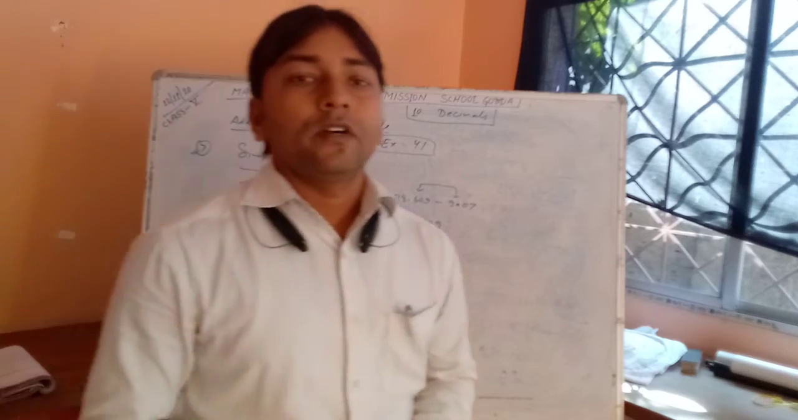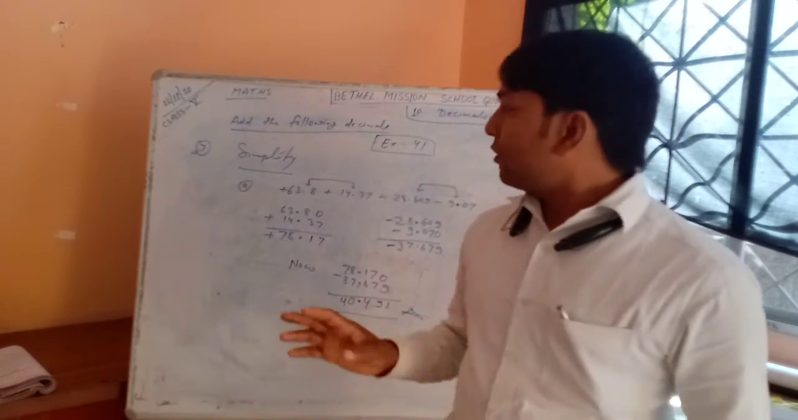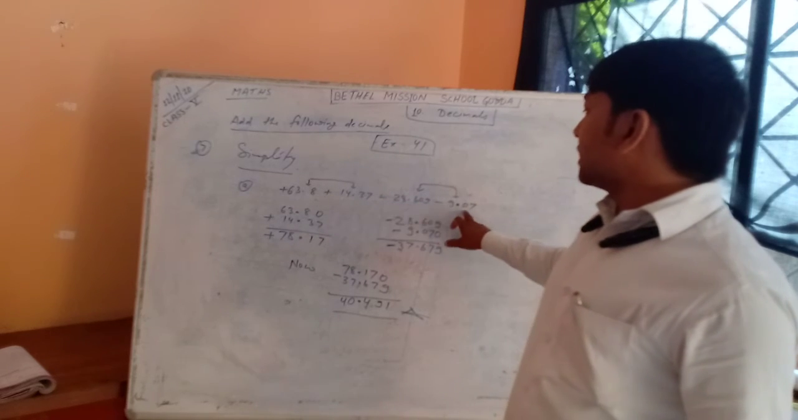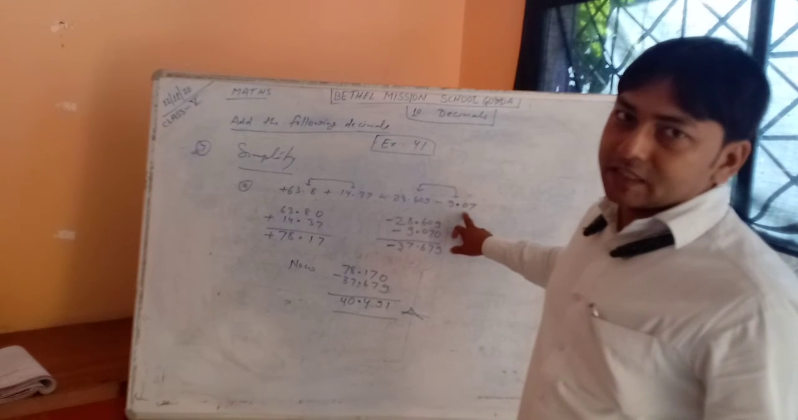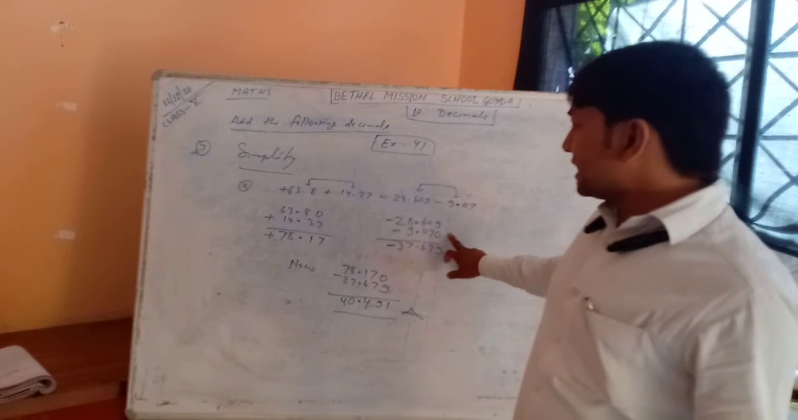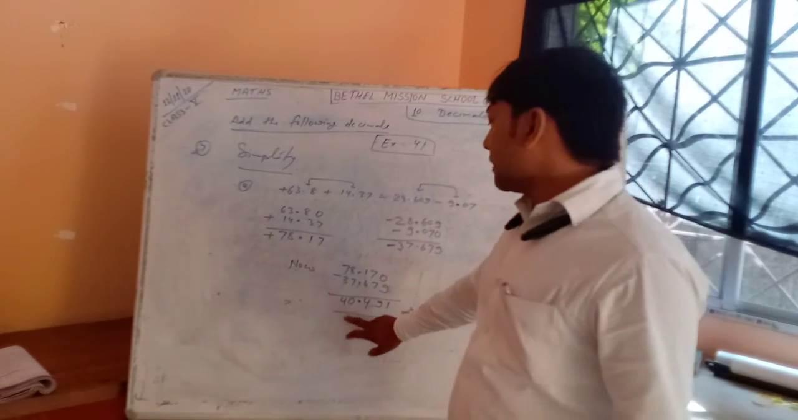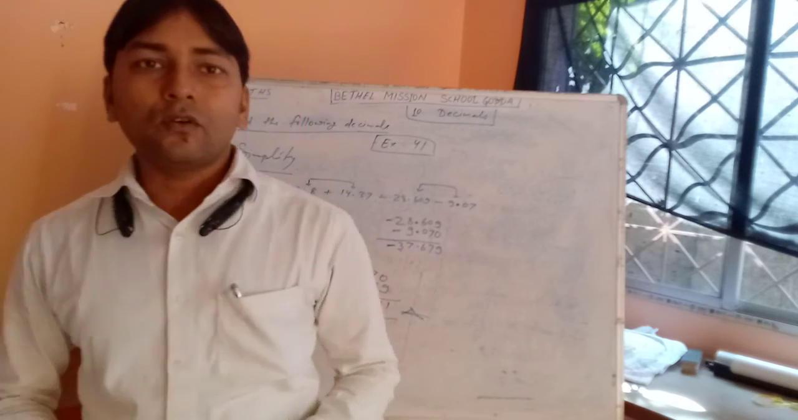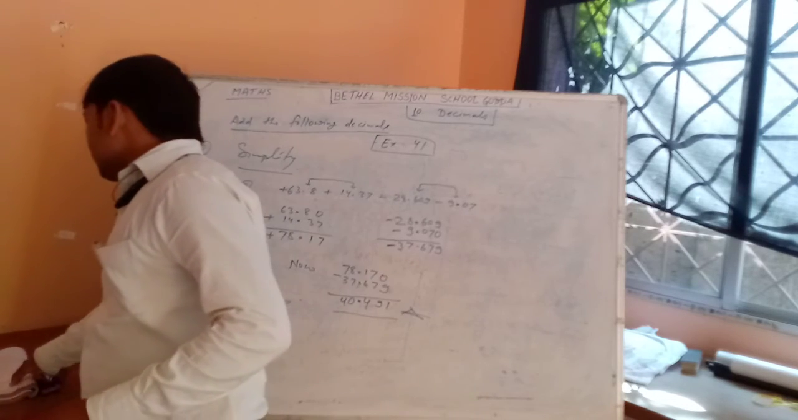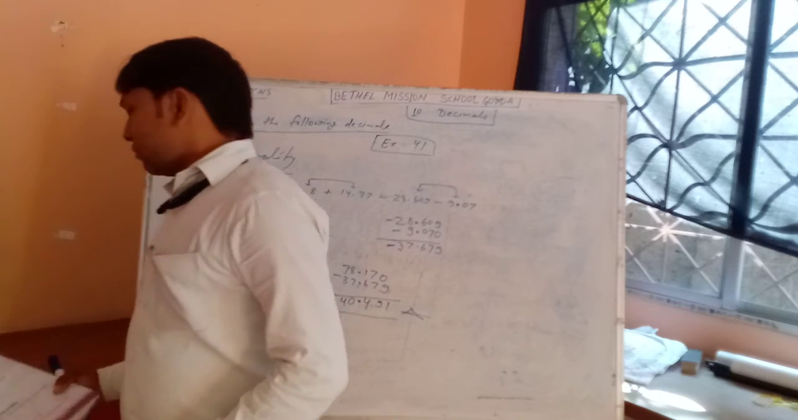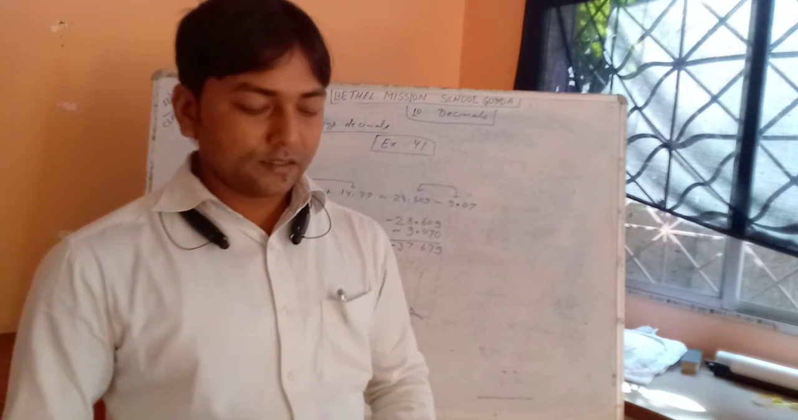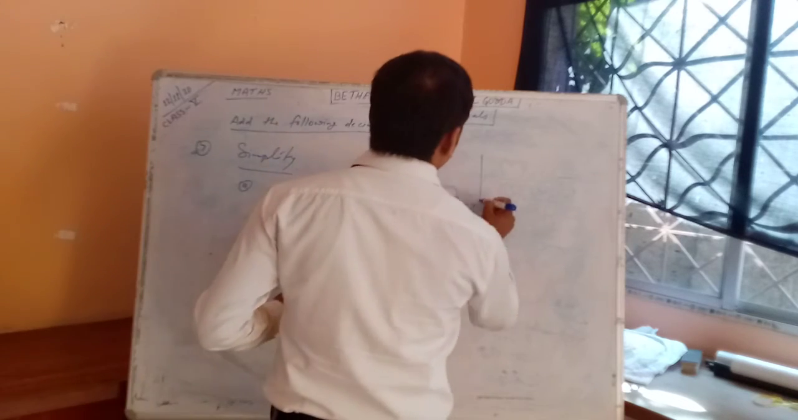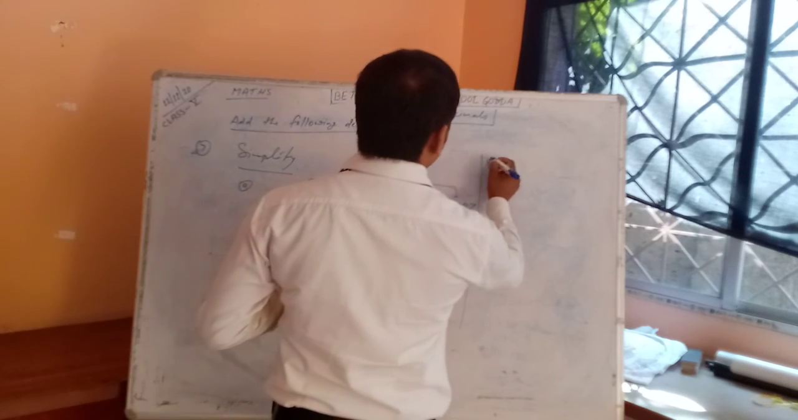It means you have to add all positive numbers and also both negative numbers, or whatever negative numbers are given. Okay, add separately and at last you have to subtract. Okay, I hope you got it. Now you can do all the questions yourself. Now I take one more question, that is number 8.